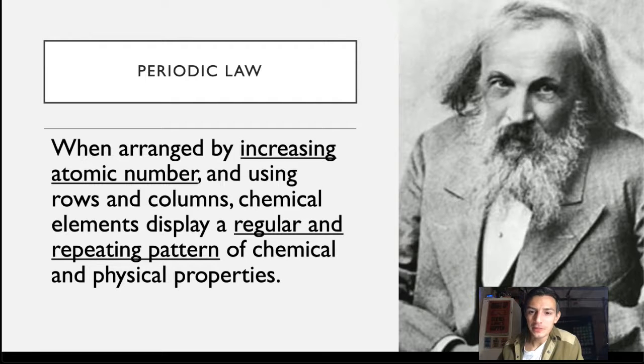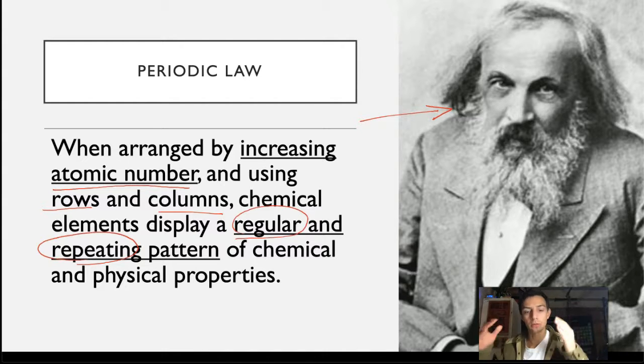Well, long ago, Dmitry Mendeleev, who's pictured here, discovered that if you arrange elements in increasing atomic number, really he did it by atomic weight, but atomic number is ultimately what he was doing, and you use these series of rows and columns, you could develop a regular and repeating pattern of elemental properties, both in their chemistry and how they react chemically and what they did physically, how they behave physically.